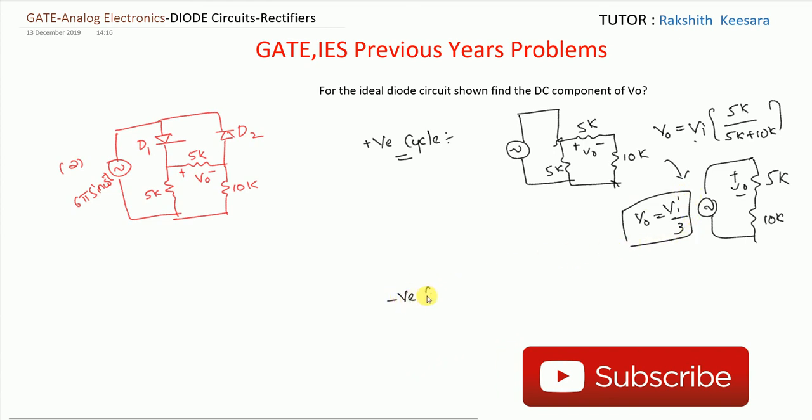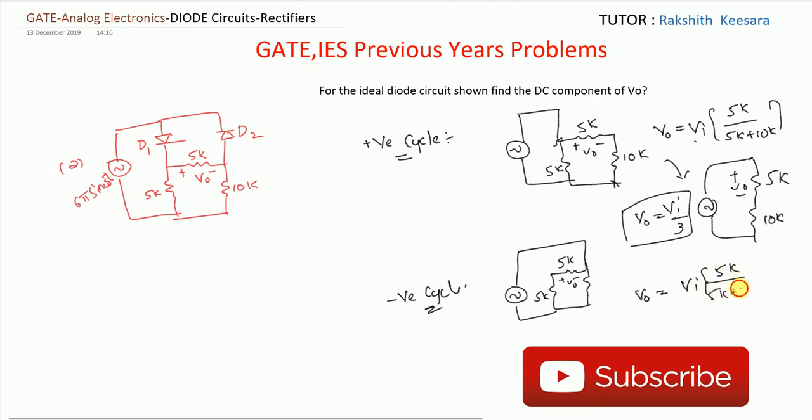While coming to the negative cycle, this diode D2 will be in on state. So this is the equivalent circuit. What will be V0? Vi into 5 kilo by 5 kilo plus 5 kilo. So the direction of current: during on state, the current will flow like this, so V0 will remain in the same direction. And during the negative cycle, current again will flow like this through this diode, so V0 will again retain the direction. So V0 equals Vi into 5K by 5K plus 5K, that is equal to Vi by 2. So now this is our answer. During the positive half cycle, V0 equals Vi by 3, and during the negative half cycle, V0 equals Vi by 2.